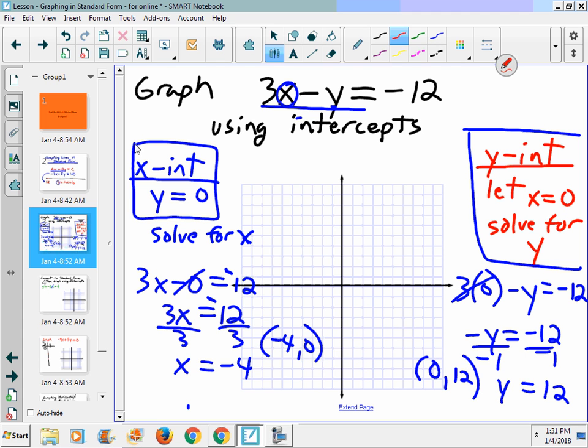Now it's really easy to graph this line. We just take our two intercepts, graph them, and then connect them. So we have negative 4, 0, which is right there. And then we have 0, 12. I'm just going to mark it to make sure I go up the correct amount of units. Looks like we go 2 extra units up, and that would be 0, 12. Connect those 2 points and put arrows on the end for our line.